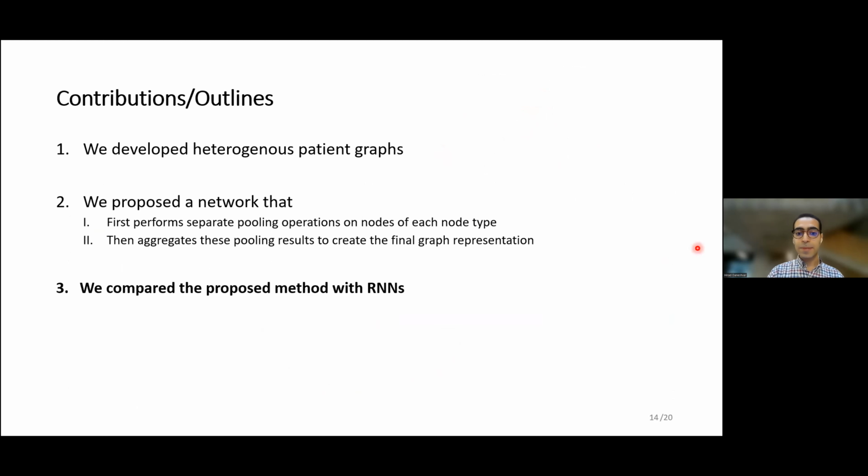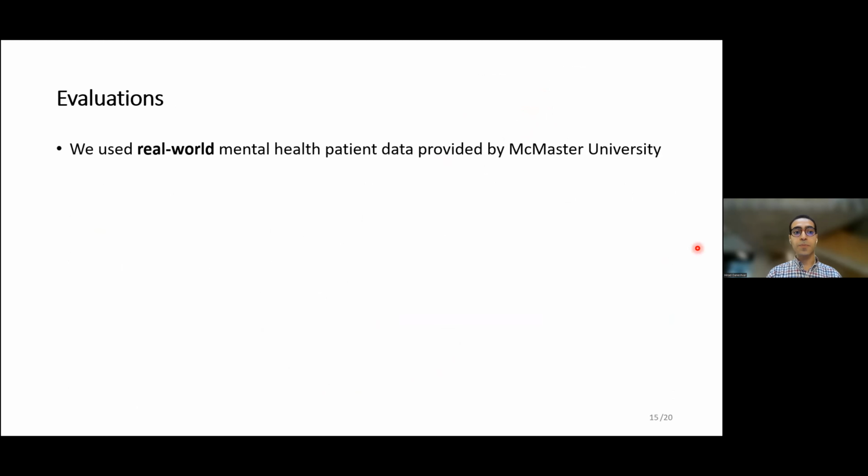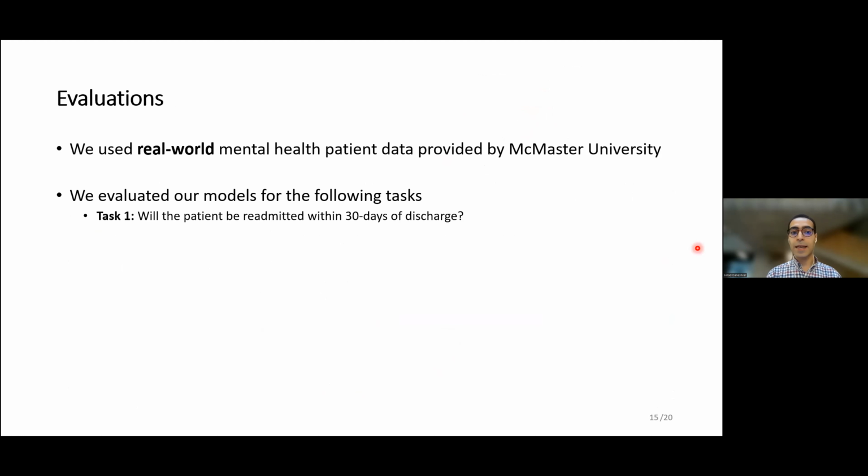Now we want to compare our method with RNNs. So we use real-world mental health patient data provided to us by McMaster University. We evaluated our models for the following tasks. Task 1 will be: will the patient be readmitted within 30 days of discharge, which is a classification task.